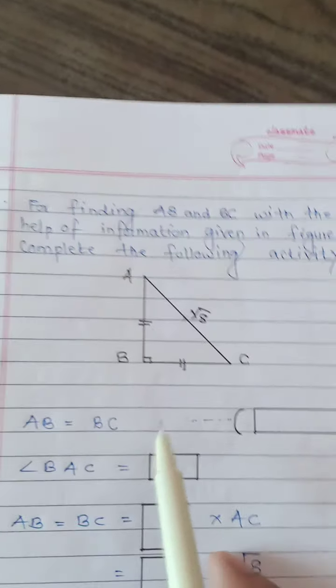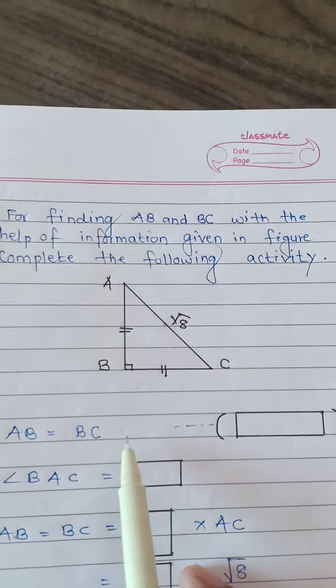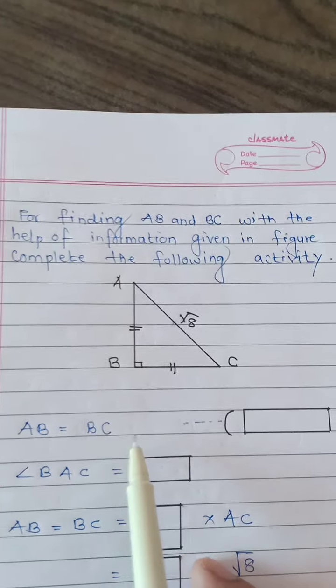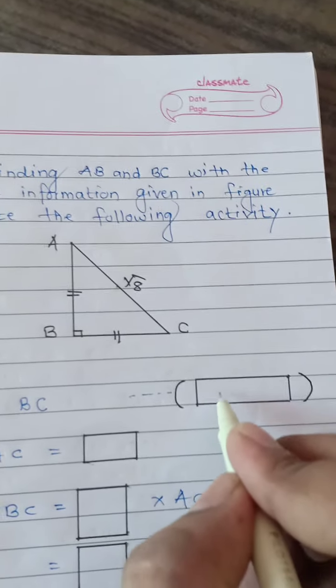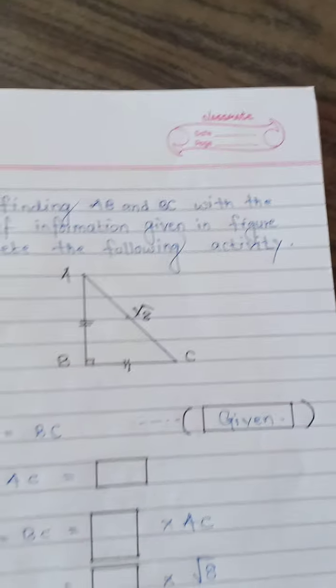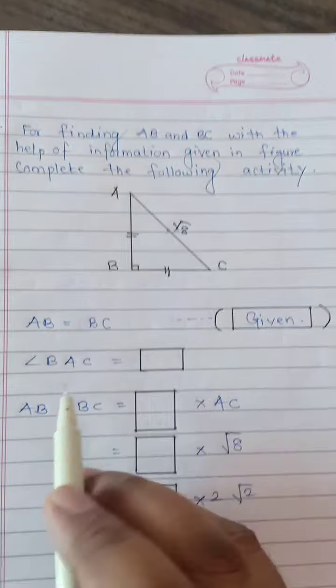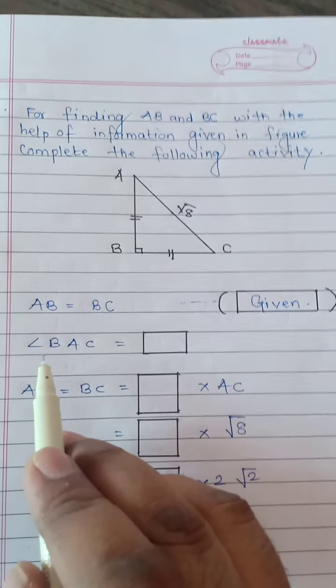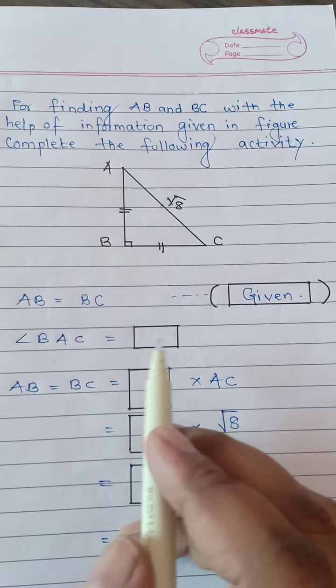Here it is given that AB equals BC. So we have to write the reason here. I can write the reason as given, because both the segments are congruent. Clear? Next, that is angle BAC equals dash.